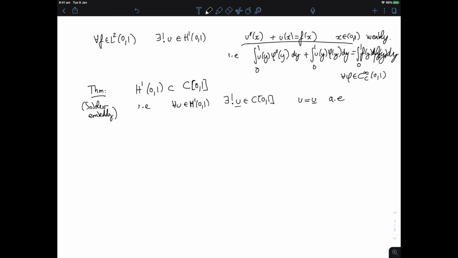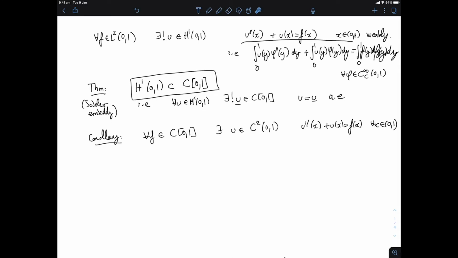Right. Now, once we've proven that result, that every function in L2 that has a derivative in L2 has a continuous representative, that's another way of formulating this theorem, we are going to prove a corollary that says that for any f continuous on 0, 1, there exists a solution which happens to be in C2, so twice classically differentiable, and solves the equation not just weakly, but in a classical sense, that is to say for every x in the open interval 0, 1.